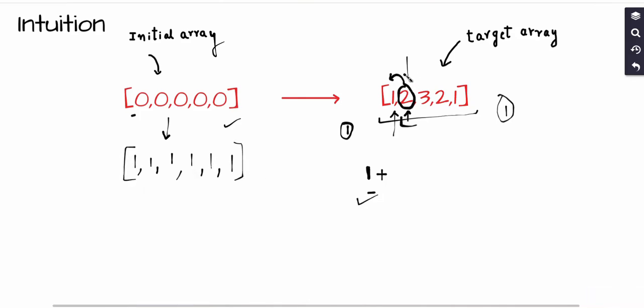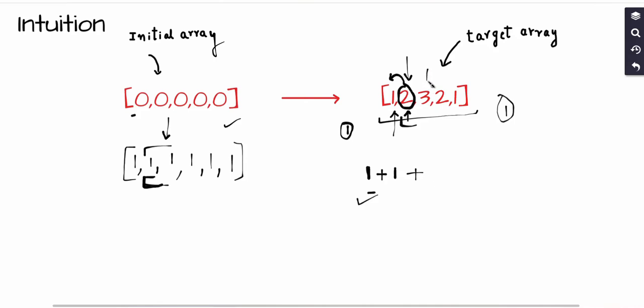But then I check the second element. It is 2. So the second element has to be 2. That means I have to perform one more operation for the subarray starting from the second element. I don't know the ending point, but the subarray starts from the second element. So that's why I take one more operation.